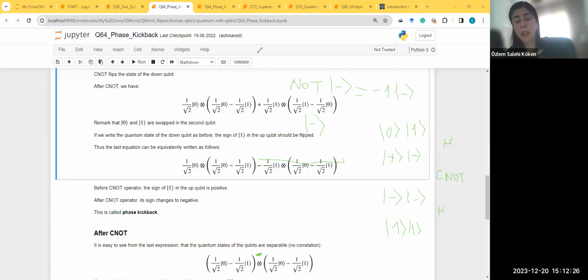Because, by the way, this is the other eigenvector. If we apply NOT on plus state, then you get plus state again. You can check this. It's just 1 over square root 2, 0 plus 1 over square root 2, 1. And if we apply NOT, nothing changes.